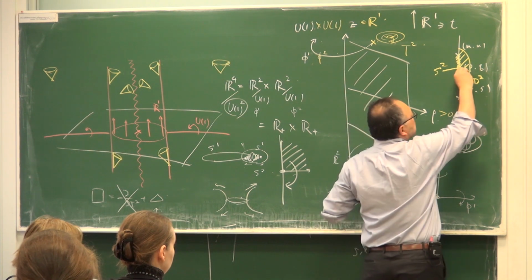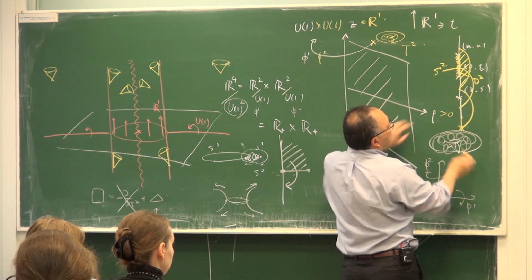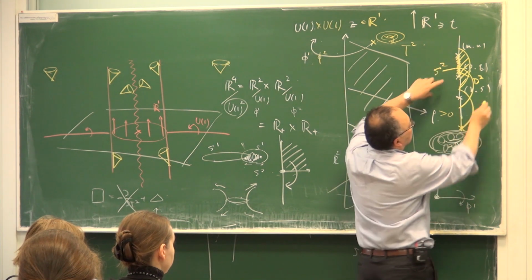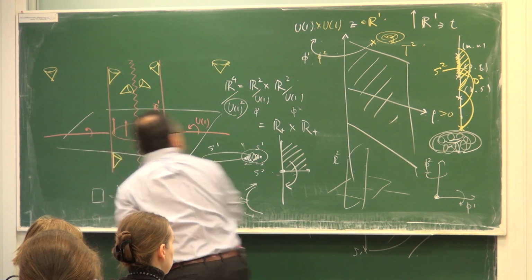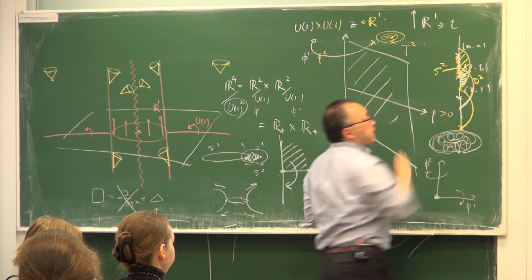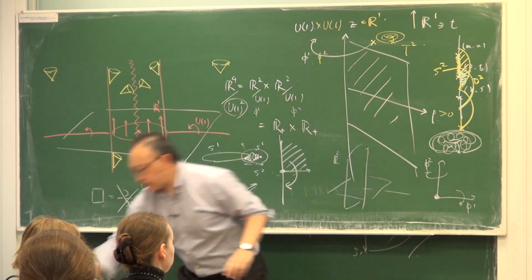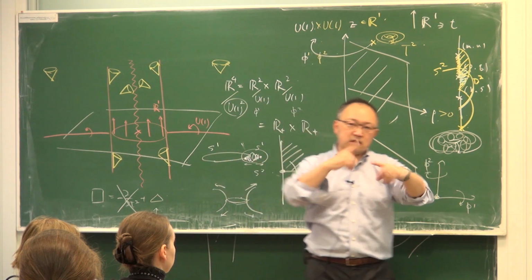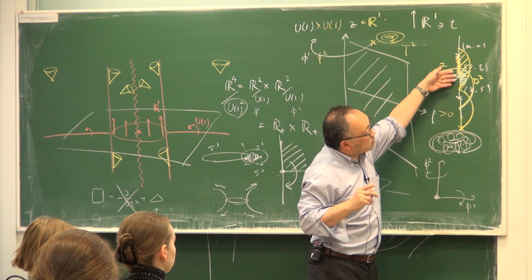So what you can do is consecutively put them together, pasting this disk bundle to that disk bundle, and the pasting is done here. That pasting is called the plumbing construction. Plumbing means that you have two pipes and you intersect them, and there's a canonical way of doing this.